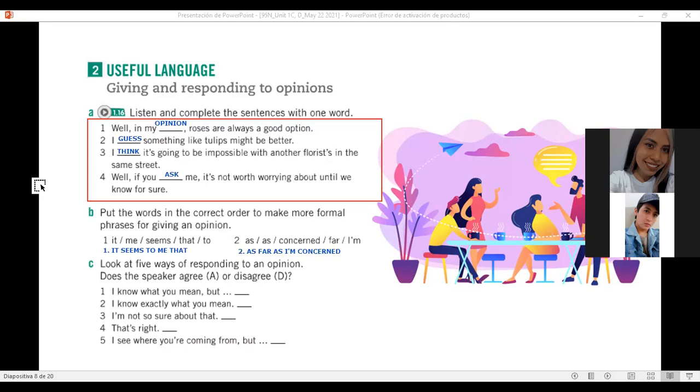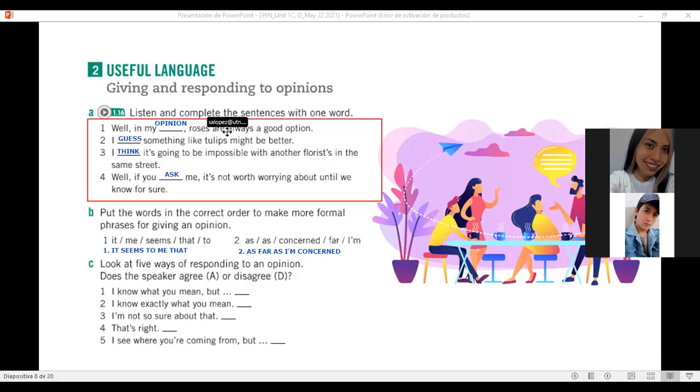Sí, ya son frases un poco más formales. No es lo mismo decir en mi opinión, sí, yo pienso que, yo creo que, me parece que, o yo siento que ya utilizar frases un poquito más elevadas, más estructuradas, que son o tienen ya un tinte más formal, como it seems to me that, or as far as I'm concerned.